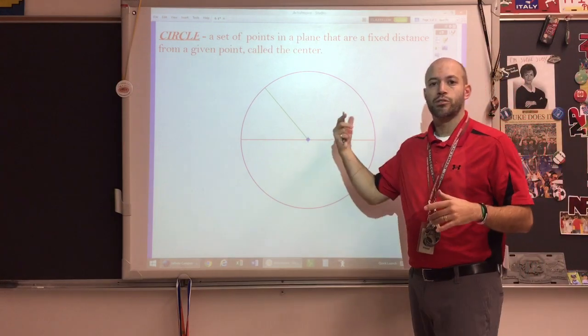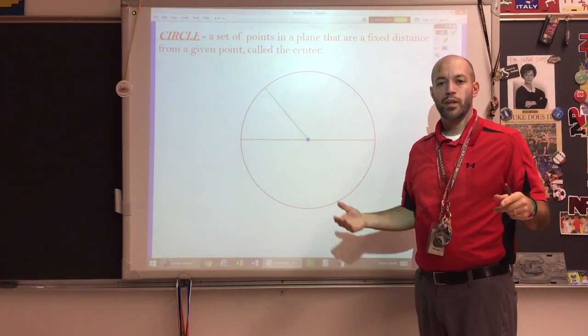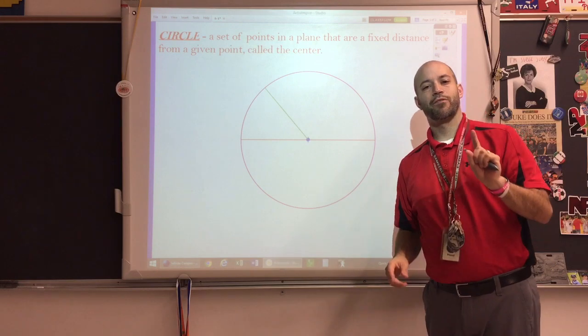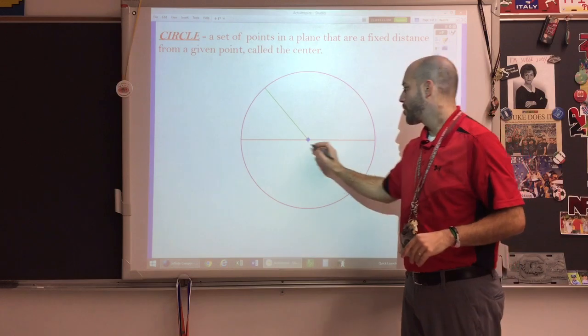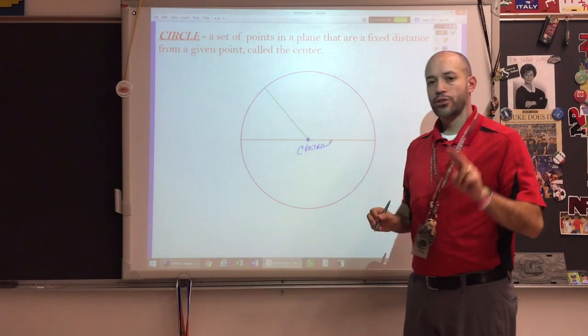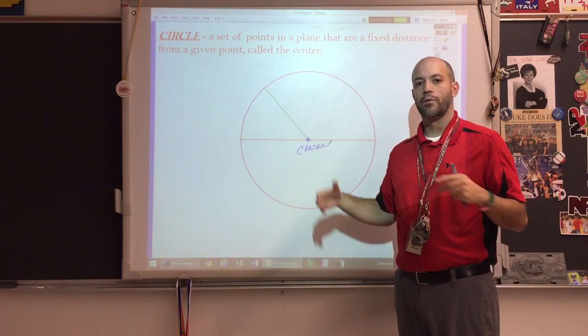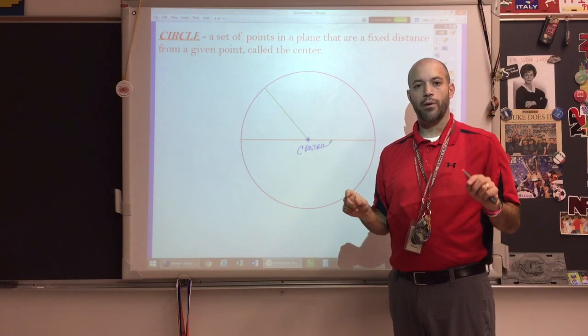So today we're going to talk about circles. Circles are a set of all points in a plane that are a fixed distance away from one point that we call the center. The center I have represented here by our blue dot. Now there's two other lines that I have drawn within our circle, this green line and this red line. First we're going to talk about the red line.